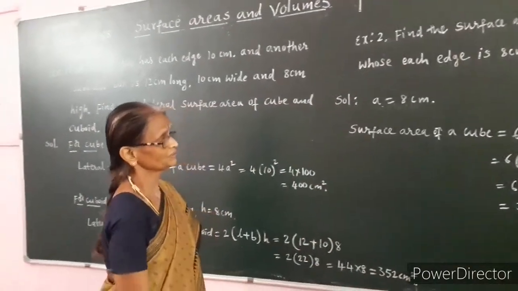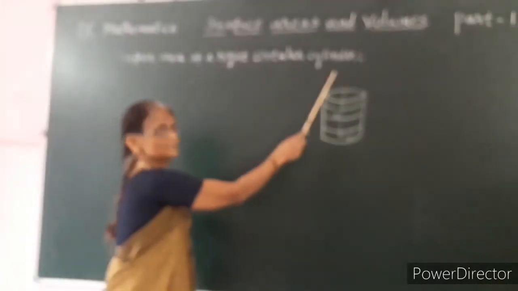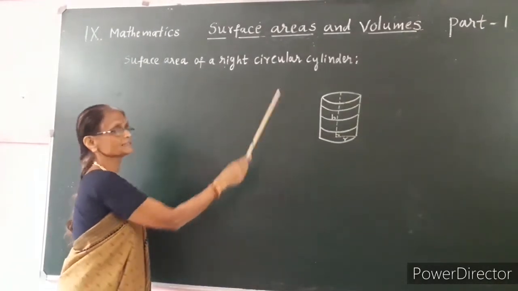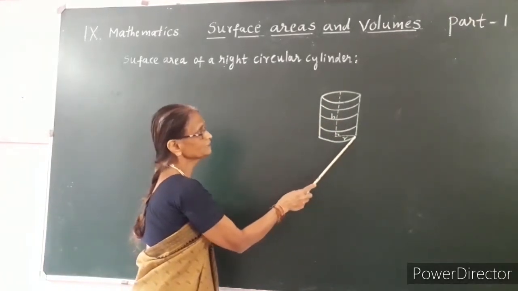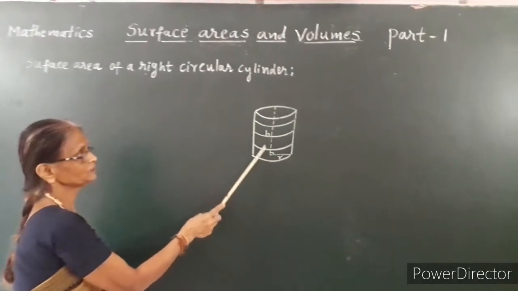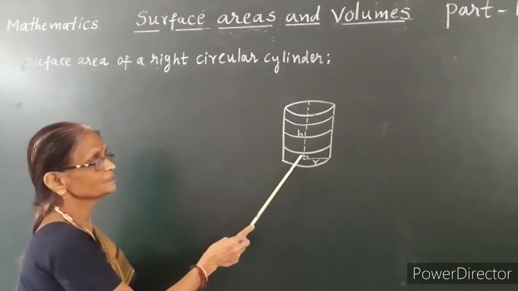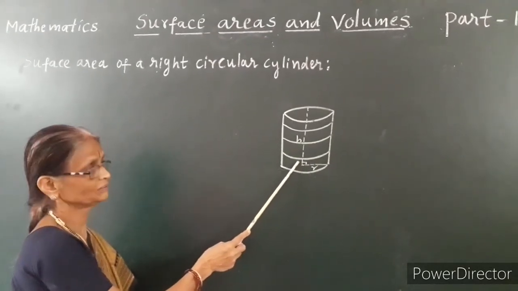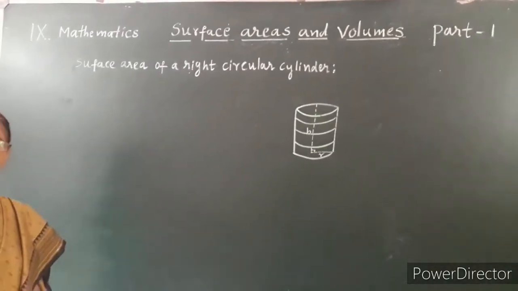This is the surface area of a cube. We are moving to the next topic, surface area of a right circular cylinder. What do you mean by a right circular cylinder? Now, the height of the cylinder and the radius of the cylinder are perpendicular to each other, or the angle between the height of the cylinder and the radius of the cylinder is a right angle, equal to 90 degrees. This we call a right circular cylinder.